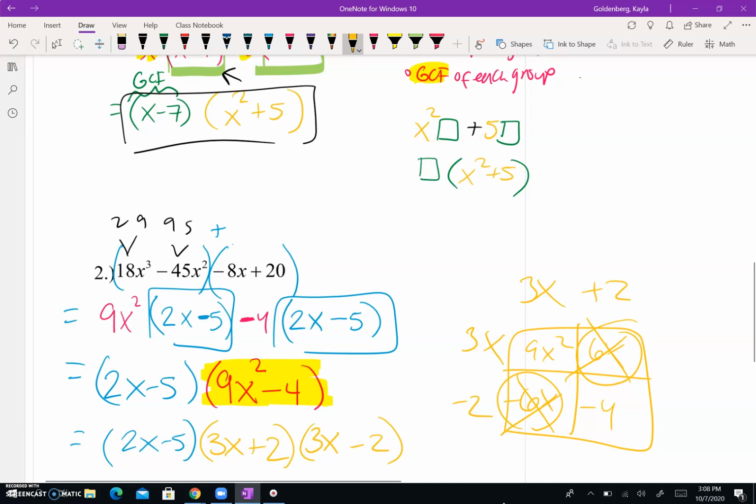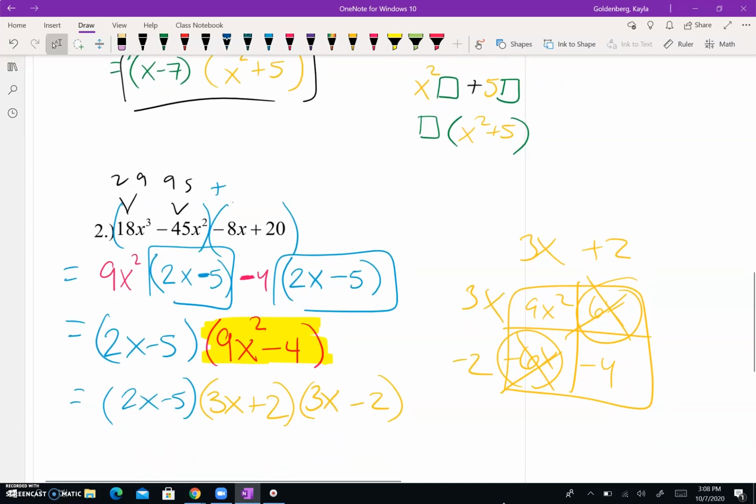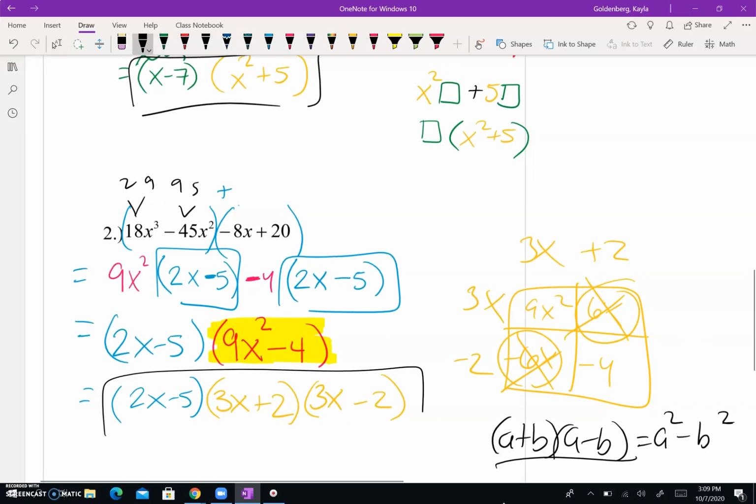So a lot of people will use the trick for a difference of squares that we talked about yesterday, like a plus b times a minus b is equal to a squared minus b squared. So they'll just kind of square root both pieces, like the square root of 9x squared is 3x, square root of 4 is 2, and so they'll just kind of set it up with the plus and the minus. Okay, so just keep that in mind if you want that as a shortcut, that is available. And that would be our final answer.